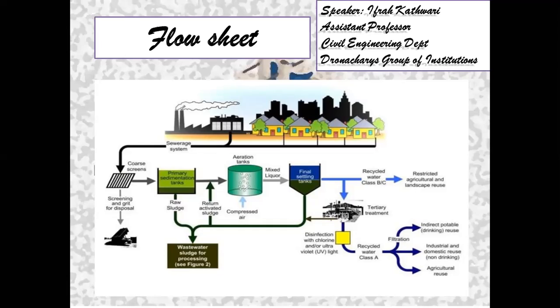It's just that the water flows into the plant. For example, this is the factory and the houses that are present over here.